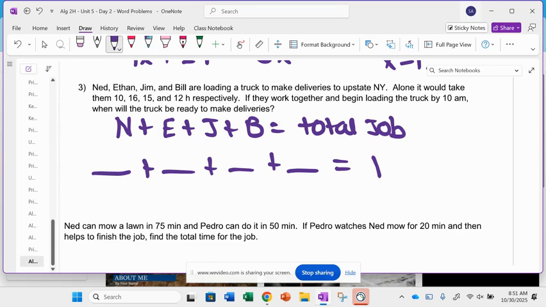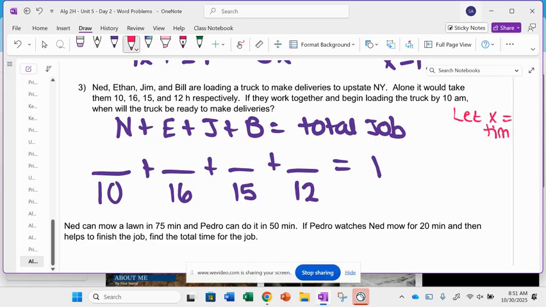So I know their individual times, right? Their individual times 10, 16, 15, 12. Where do I put all of those individual times? In the denominator. So we are 10, 16, 15, 12. Do we know their time together? No. So I'm going to let x equal time together. So we have x, x, x, and x.